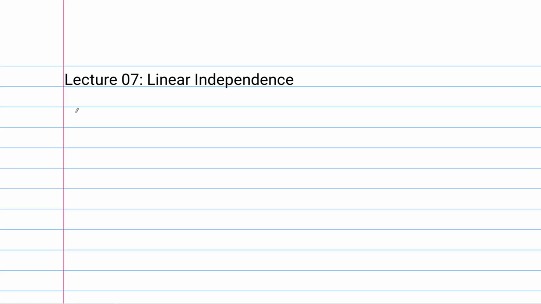Everyone, welcome into lecture number 7 of linear algebra. This lecture we're going to discuss linear independence. And let's get started with a couple of theorems that are going to motivate the rest of our discussion in this lecture. So we'll just call these Theorem 1 and Theorem 2.